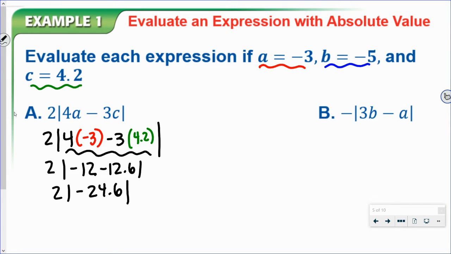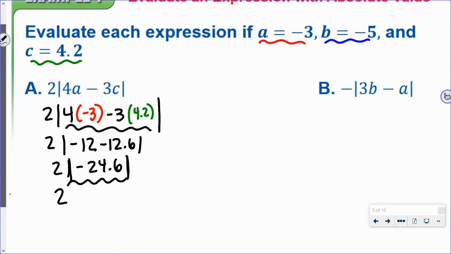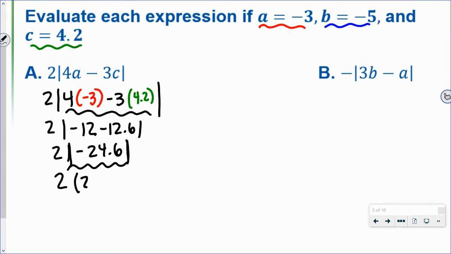-24.6. Okay, now here's sometimes the part where students go wrong. You have to evaluate this absolute value first. How far is the number -24.6 from 0 on the number line? It's a positive 24.6 units away. And then you times that by 2, and we get 49.2. Okay, that's what our final answer would be for letter A.